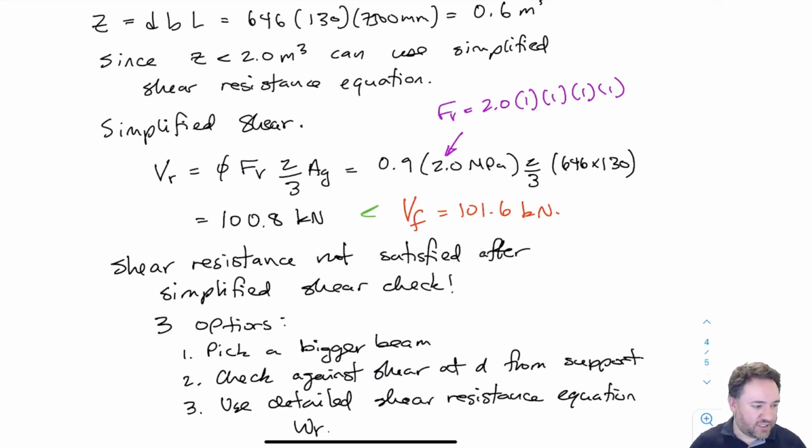My other option is, instead of using VR, I can use WR. Now, I made the point in the shear resistance video that WR can actually be over-conservative for beams that are less than 2.0 meters, but that kicks in really for very small beams. So in this case, probably we can squeeze something out with WR by using the more detailed calculation.